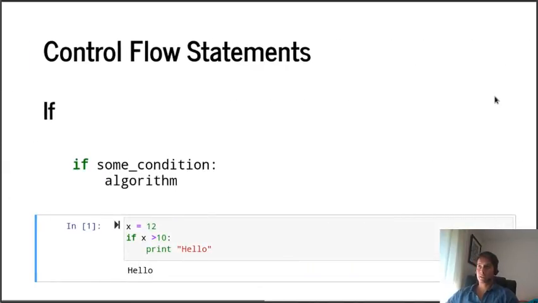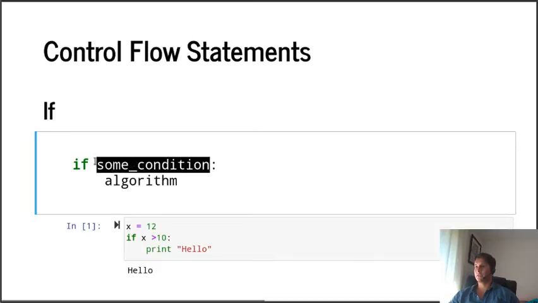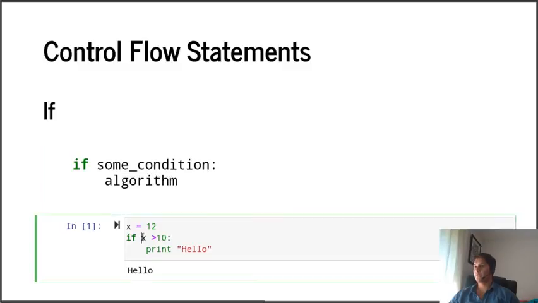Okay, so I'll start with the control flow statements. This is the most useful thing in a programming language, probably. The first one is the if statement. The if statement is something that it will be executed, for example, algorithm, only if the condition here is satisfied. In reality, you don't need to put a condition, you just need to put a Boolean number. For example, x greater than 10 is a Boolean number, or a true or a false. And if this is satisfied, or the expression is equal to true, it will enter to the algorithm, in this case, print hello.